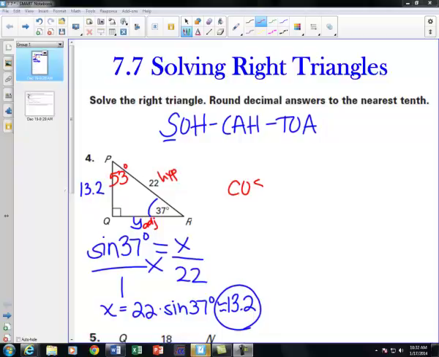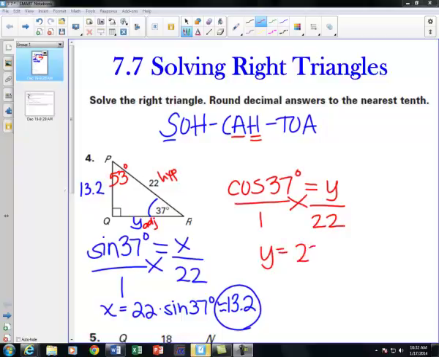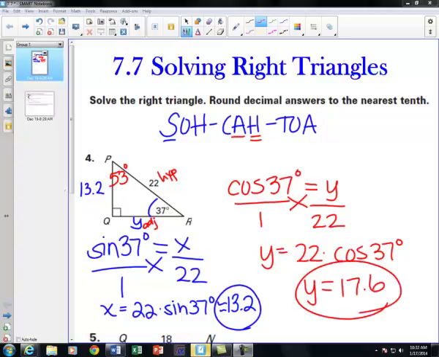So cosine 37 degrees. If I'm using cosine, I'm doing the adjacent leg divided by the hypotenuse. So I'm doing y over 22. And then again, put it over 1, cross multiply. So I'm going to take 22 times the cosine of 37 degrees. Let's make sure your calculator's in degrees. And you're going to get 17.6. Now, if you use the Pythagorean theorem, you'll get the same thing. It's totally up to you what methods you want to use to solve. So there's an example where I give you 1 side length and 2 of the interior angles.